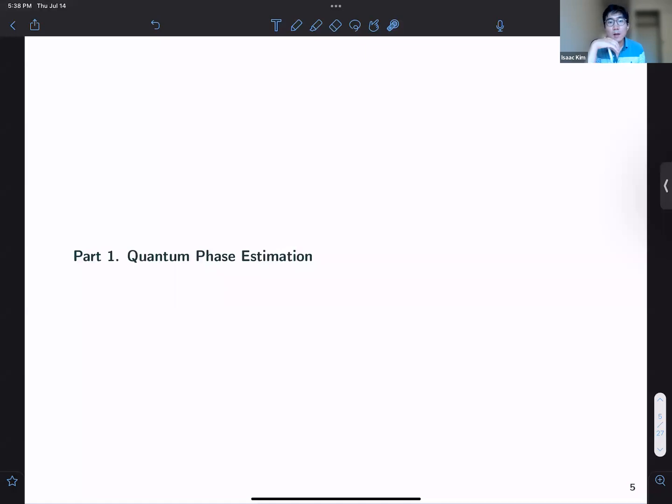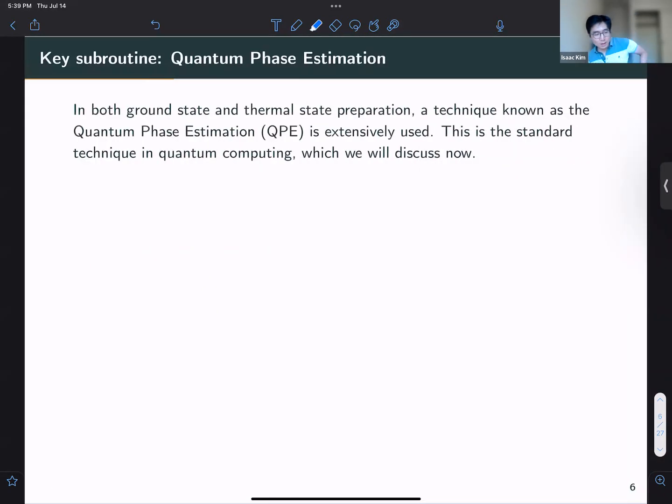If you look at how these algorithms work, which I won't explain in this lecture, it essentially boils down to using a subroutine called quantum phase estimation. This is really a key subroutine that is used in many of the quantum algorithms. So I'm going to explain what this is, and once I explain this, it'll become obvious why I am so fixated on simulating the time evolution. Okay, so I'm going to talk about quantum phase estimation.